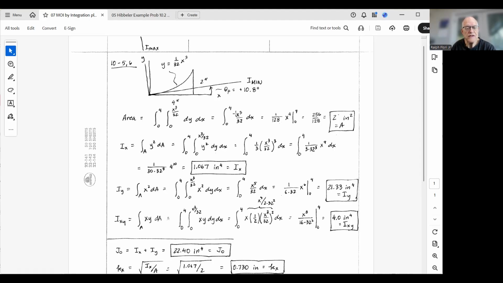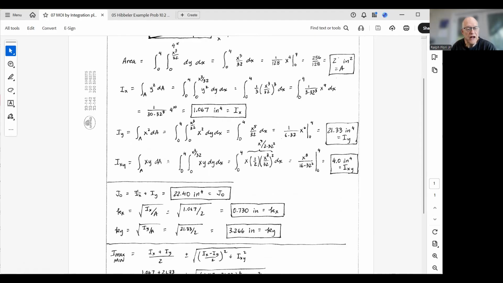Iy is the same integral setup, except we put an x squared in there. And we integrate, and Iy is 21.33 inches to the fourth. And Ixy is the integral of xy dA. It's the same integral. We put an xy in there, and we get Ixy is 4 inches to the fourth. Polar moment of inertia is equal to Ix plus Iy, which is 22.4 inches to the fourth. And we also found radius of gyration, Kx and Ky, as we explained earlier.